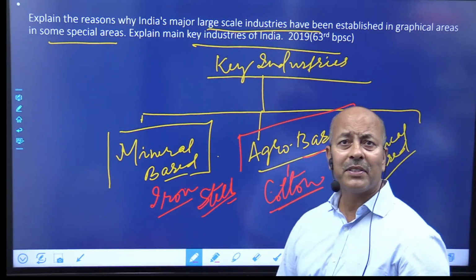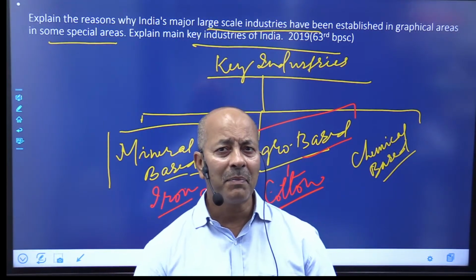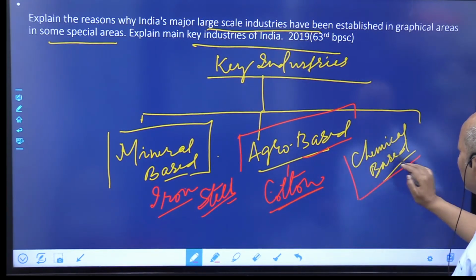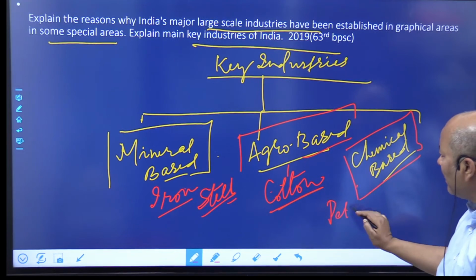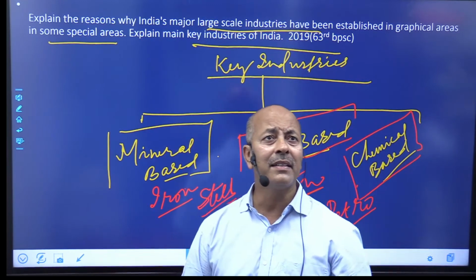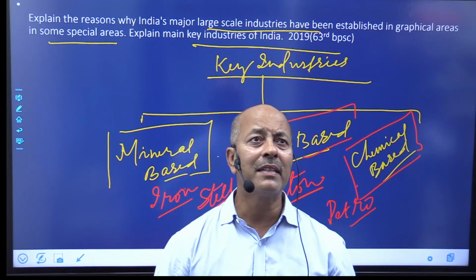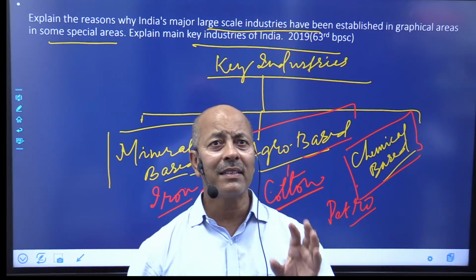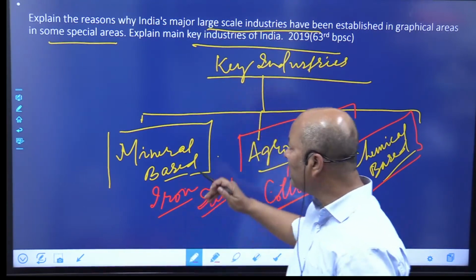The examiner has given you a chance to choose the key industry of India and the location factor in a particular area of India, a particular region of India. Say this area is a chemical-based industry. So in a chemical-based industry, we like to choose a petrochemical industry and their location in India. So in this examination format of the 63rd BPSC examination, they have given you a very good idea, a good insight about the key industries of India and why those industries are located in certain pockets and certain areas of India. Now I'm going to discuss all these three areas.